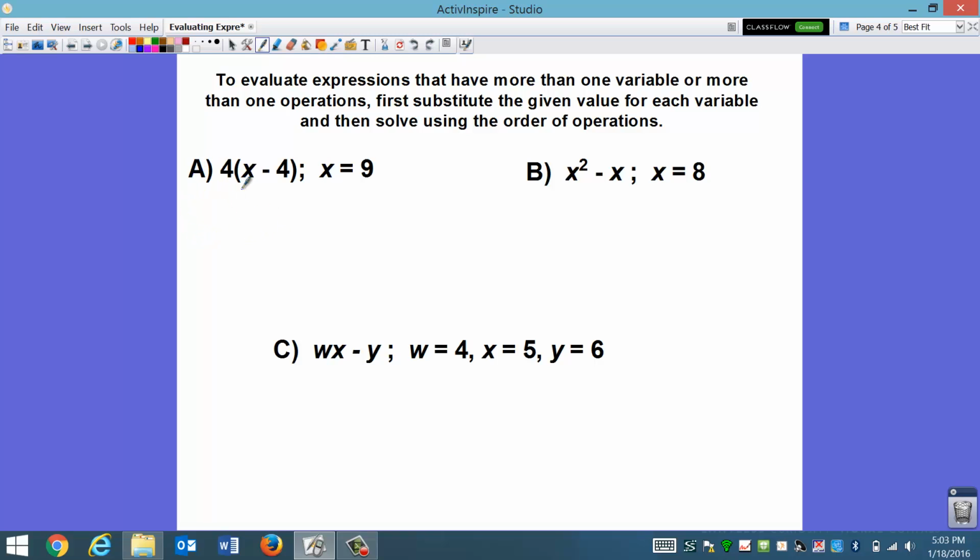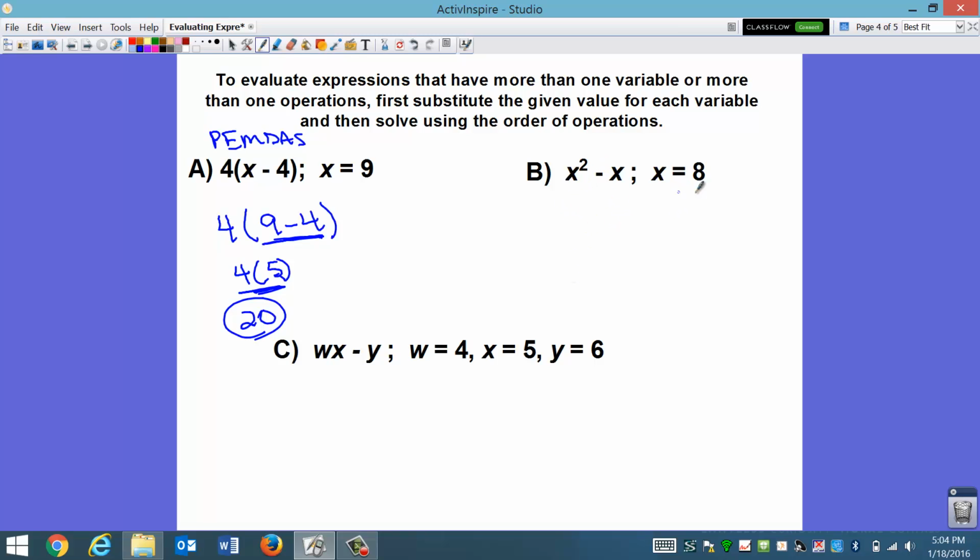Here we have 4 times the group of x minus 4, and we're going to let x equal 9. So again, we rewrite our expression, substituting 9 wherever we see an x. So it's going to be 4, parentheses, x is going to be 9 minus 4. Now I need to solve using my order of operations, and that is PEMDAS, in case you've forgotten. And first comes the parentheses, so I'm going to do 9 minus 4 is 5. I bring down this 4, and my last step is to multiply 4 times 5, and I get 20 as my answer.